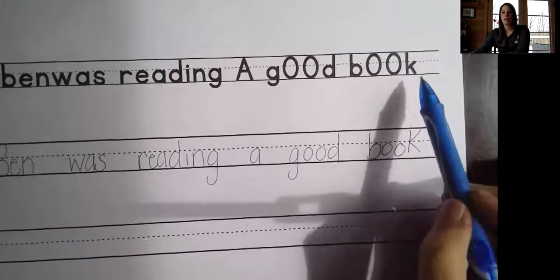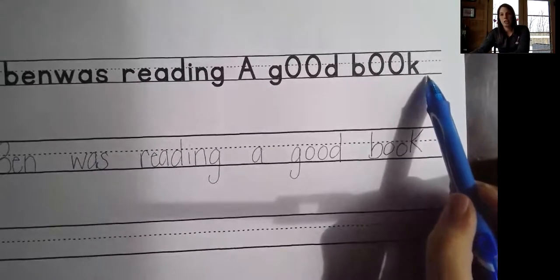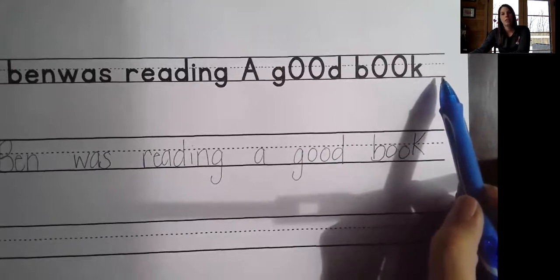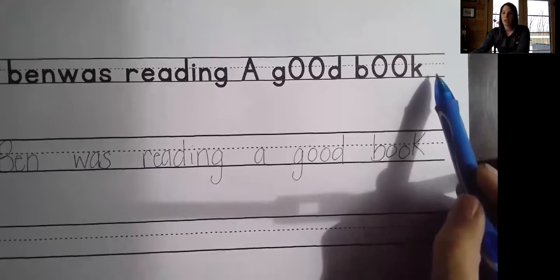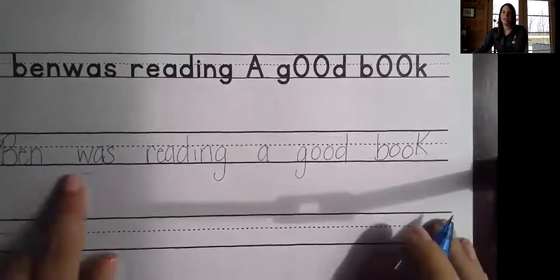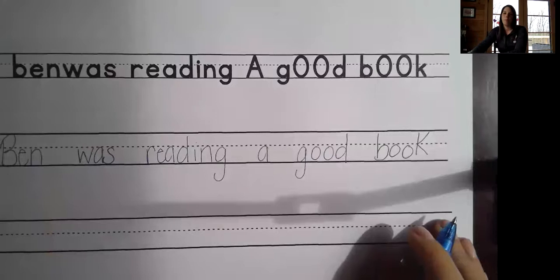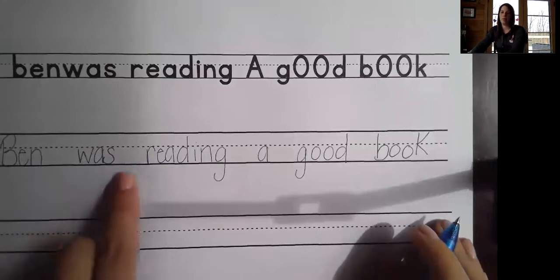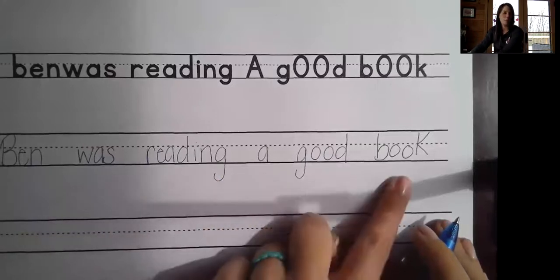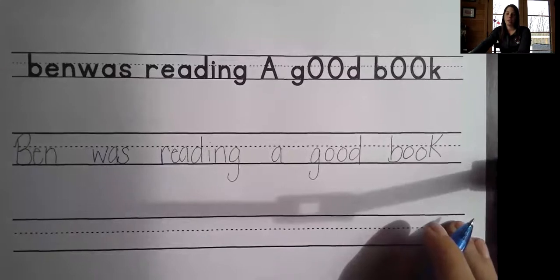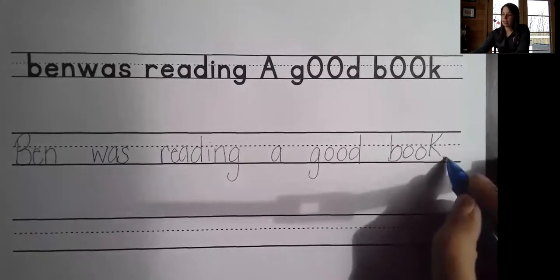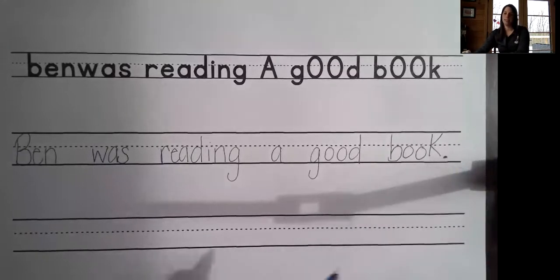This sentence up here doesn't have an ending punctuation. Remember, punctuation at the end of our sentences tells us what kind of sentence it is and what the reader should do. So I'm going to read the sentence again to see what kind of punctuation I need. Ben was reading a good book. Should I use a question mark, an exclamation point, or a period? I'm going to use a period because I'm telling somebody something. I'm telling somebody that Ben was reading a good book.